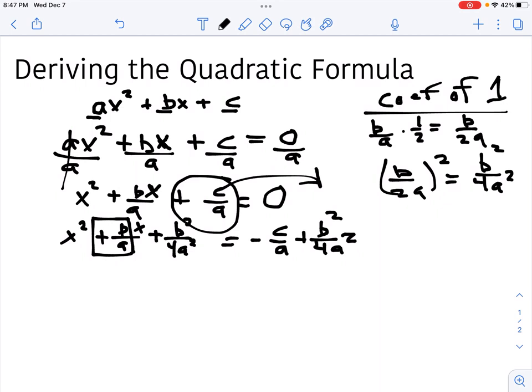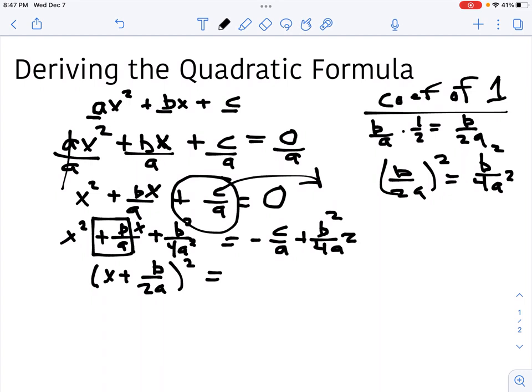That looks a little better. Okay, now let's factor this side. So we're going to get x plus b over 2a, right? B over 2a squared, that whole quantity squared, is equal to this mess.